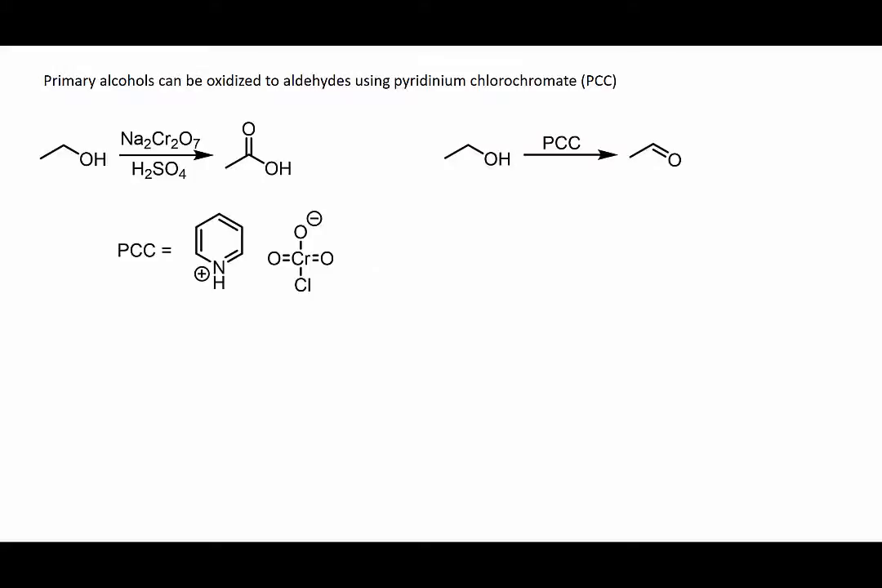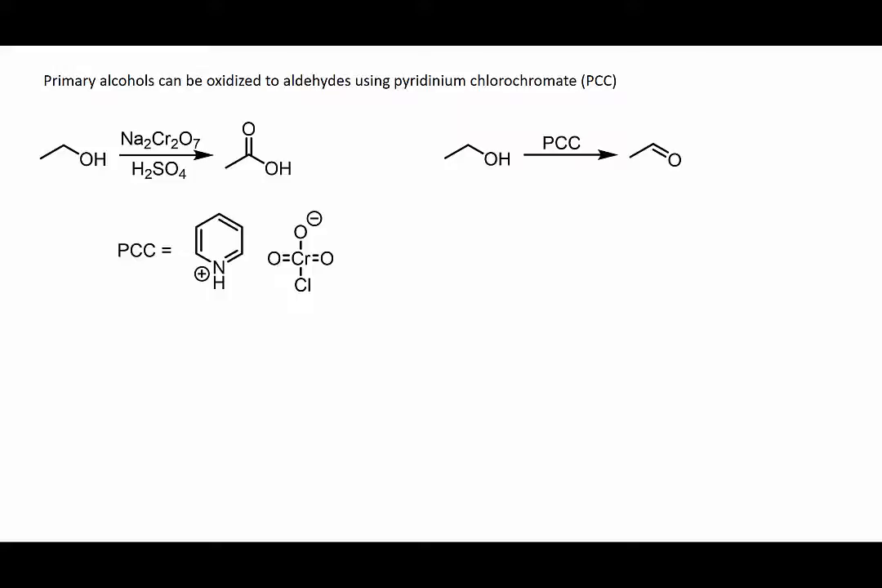The reagent we use in this case is pyridinium chlorochromate, or PCC. If we take a primary alcohol under Jones oxidation conditions, we make a carboxylic acid. If we use PCC instead, we can stop at this aldehyde stage. The structure of PCC is actually what lends to the reactivity that we see.